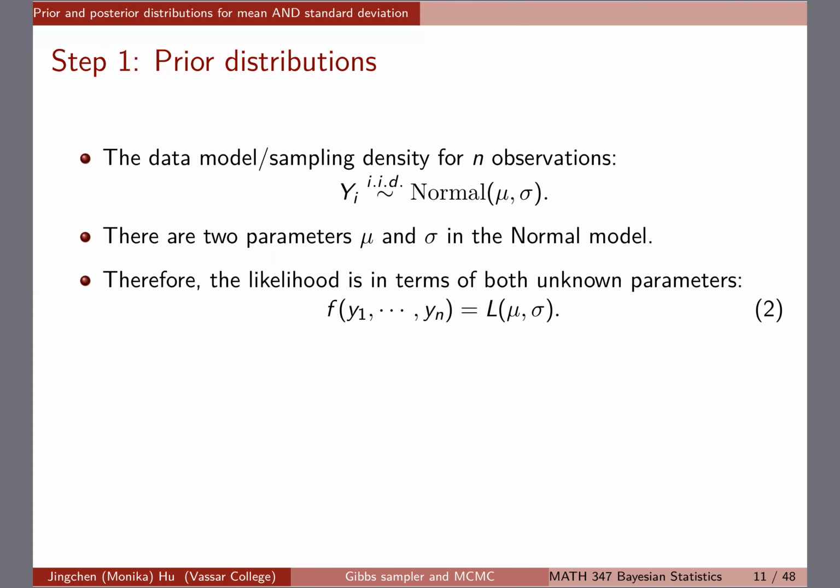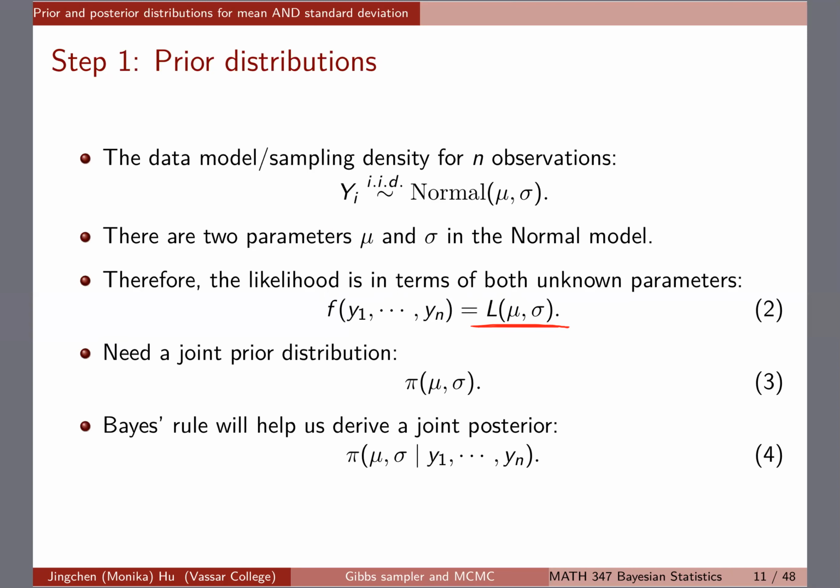So remember, whenever we're trying to do Bayesian inference, step 1 is thinking about the prior distribution. So if we're going to do the data model or sampling density for the IID normals like we used to do, we know that there are two parameters, mu and sigma, so the likelihood is in terms of both unknown parameters. If you don't know anything about them, like if both mu and sigma are unknown, then we write the likelihood in terms of mu and sigma, both of them, to start with. And then that means you will need a joint prior distribution, and that will go to a joint posterior distribution.